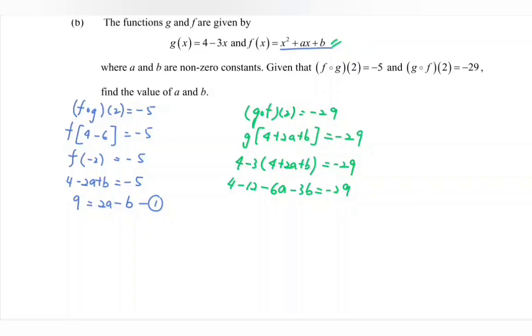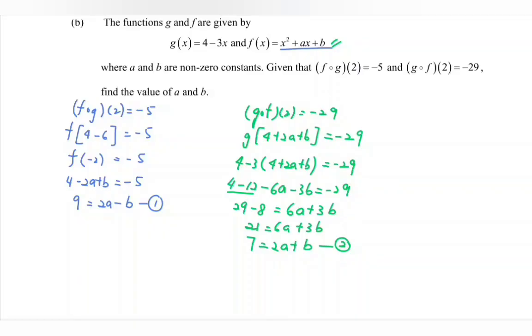So based on this case, we have negative 8. So if we have negative 8, 29 minus 8, which is equals to 6a plus 3b. So 21 equals to 6a plus 3b. Divide by 3, so we have 7 equals 2a plus b. So here we have the second equation.